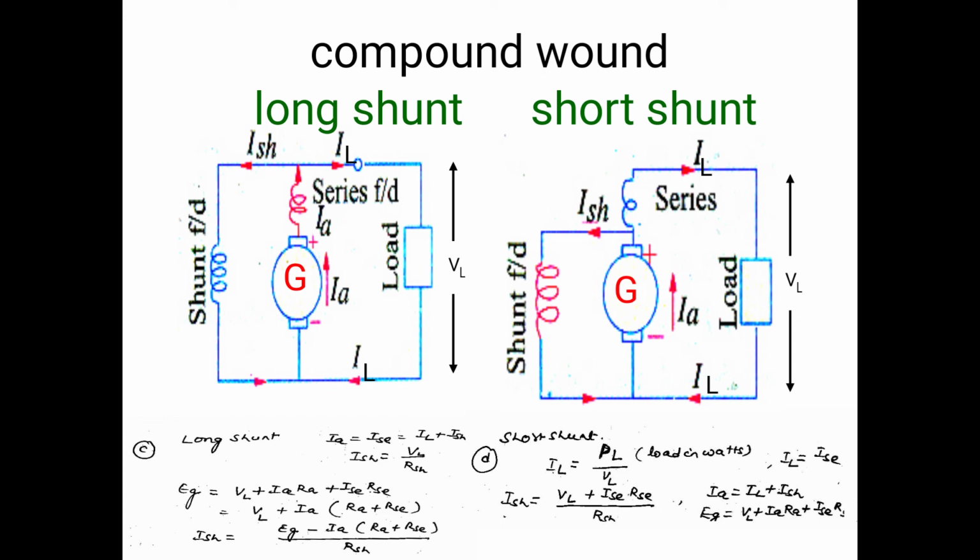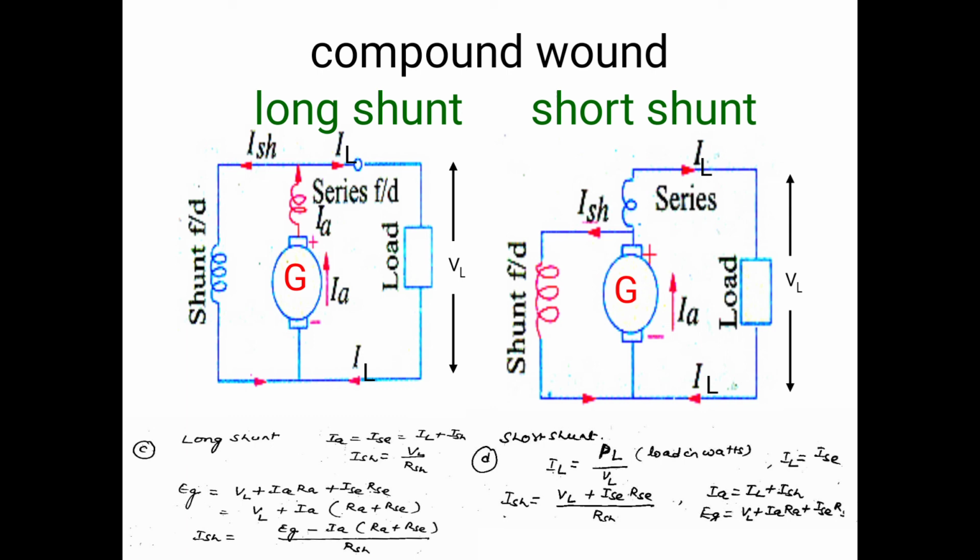IL plus ISH. In terms of load power, you can write IL equals PL by VL. In the case of all generators, this equation is the same. So IL equals PL by VL, or PL equals VL into IL.